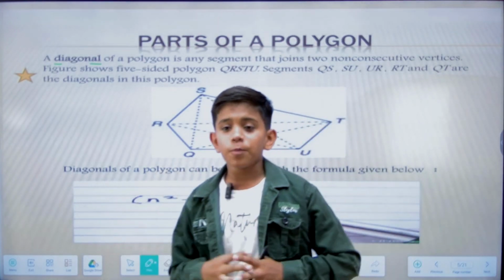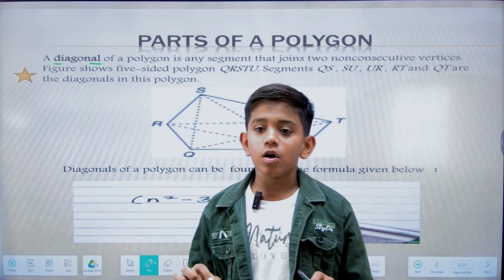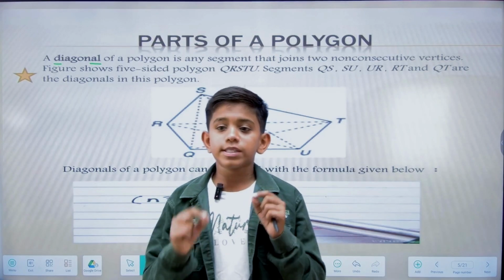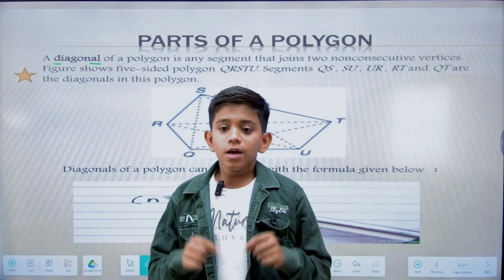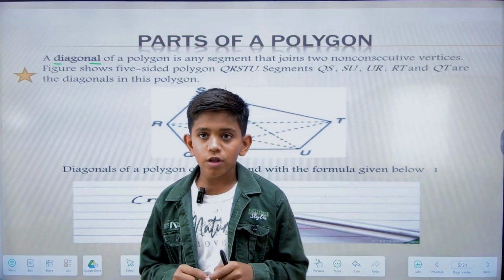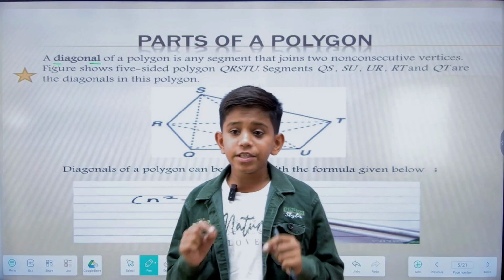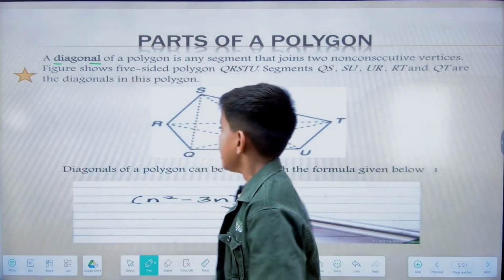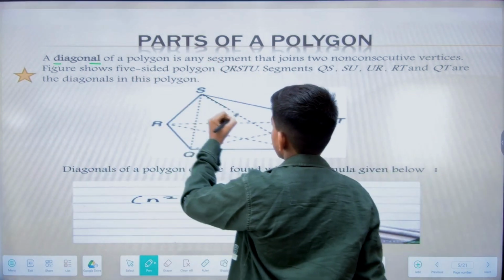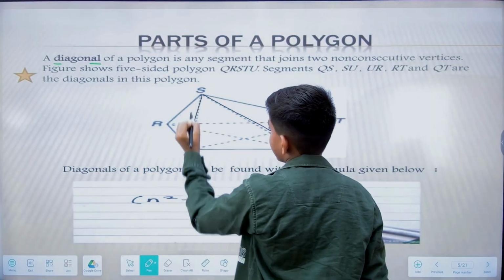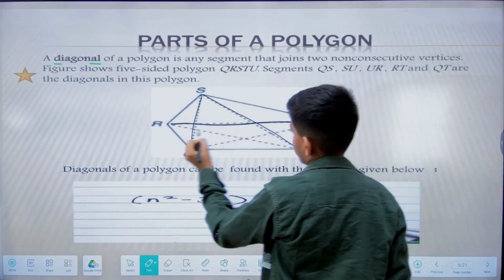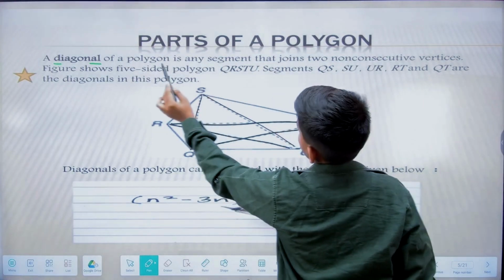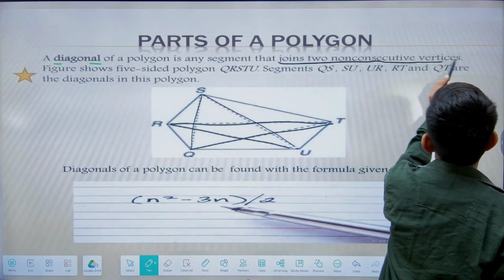What are the parts of the polygon? A diagonal of a polygon is any segment that joins two non-consecutive vertices. The figure shows a 5-sided polygon QRSTU. Now here, what are the diagonals? First we will learn what diagonals are. Diagonals are the line segments which pass through the interior of the polygon. Here are the different diagonals which join non-consecutive vertices.